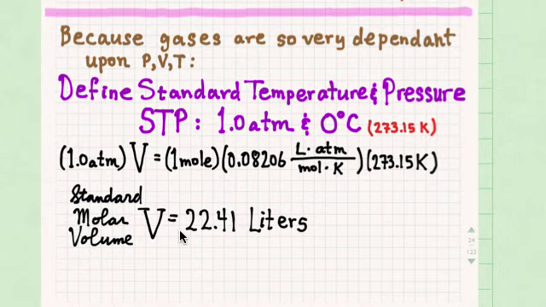If you warm things up a little bit, because who really wants to work in a 0 degree Celsius laboratory, change the temperature to, say, 298 Kelvin or something like that, and this bumps up to about 24 liters or something like that.